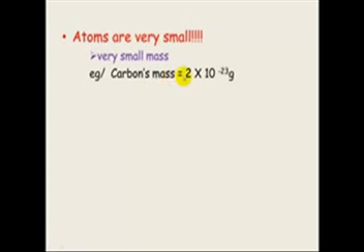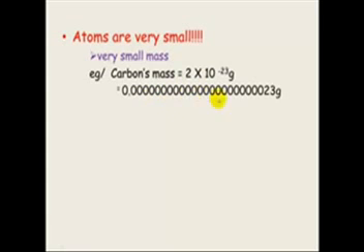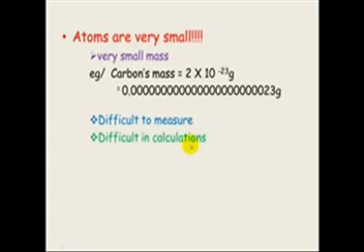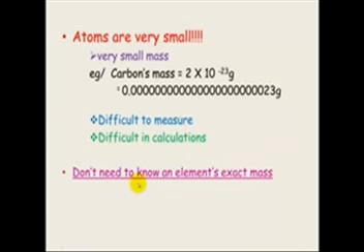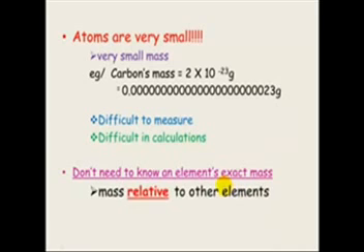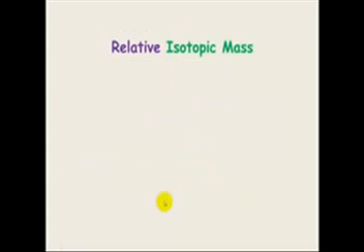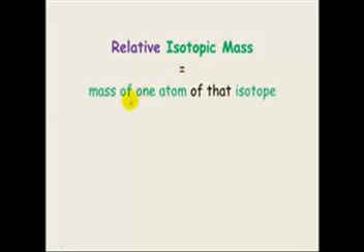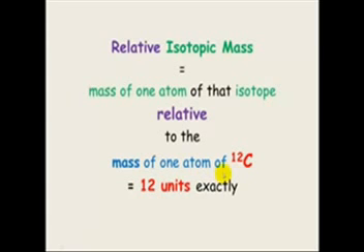For example, carbon's mass for one atom is 2 by 10 to the negative 23 grams. That is that small. This is difficult to measure and difficult to use in calculations. But we don't need to know an element's exact mass because we can work out that mass relative to other elements. And we've already discussed relative isotopic mass, which is the mass of one atom of that isotope relative to the mass of one atom of carbon-12, which equals 12 units exactly.